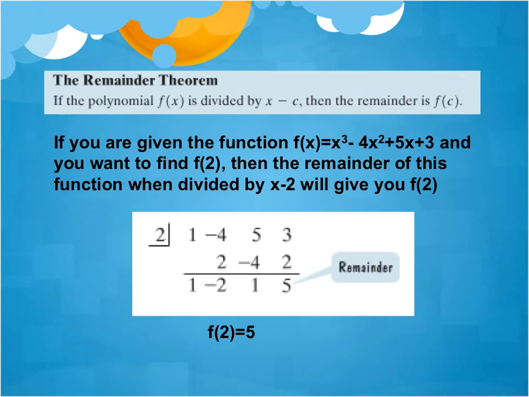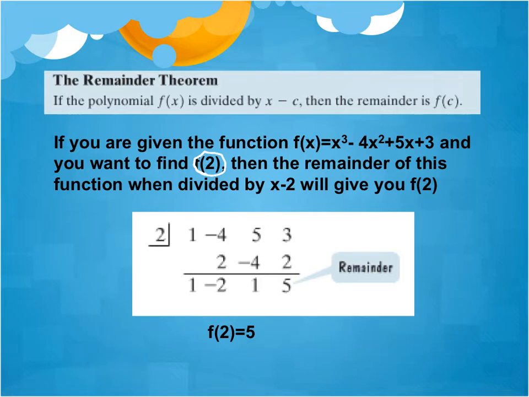Okay, the remainder theorem says that if you're given a function, f of x equals whatever, and you want to find f of 2. So if I had given you this prior to today and I asked you to find f of 2, what would you normally do? Plug in 2, right? So the other option is this.